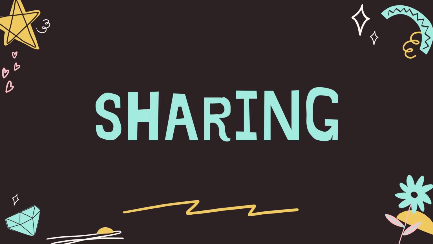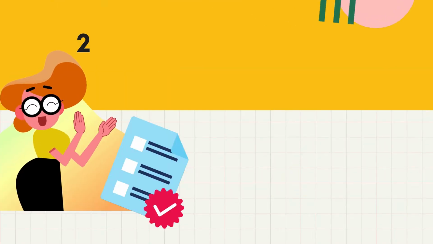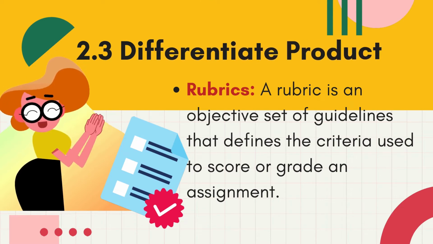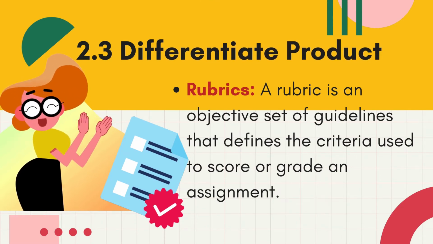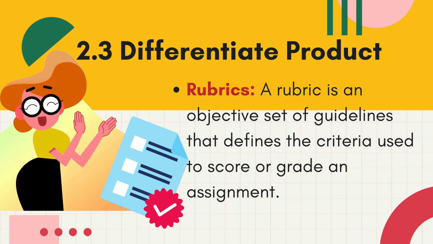Let's continue with the different methods we can use to evaluate and grade student performance. First, we have rubrics. A rubric is an objective set of guidelines that define the criteria used to score or grade an assignment.